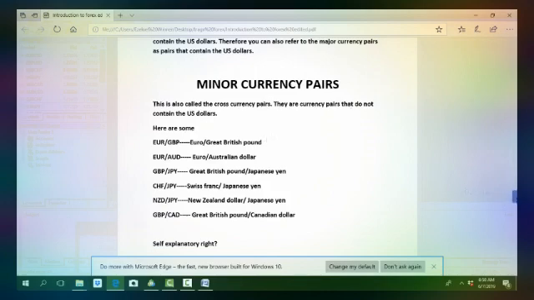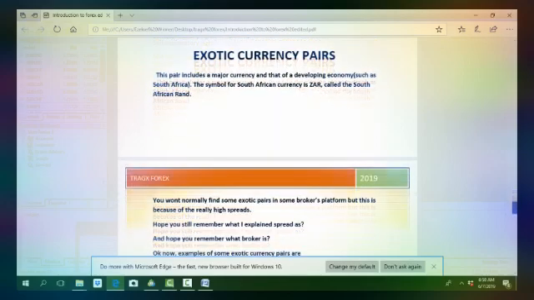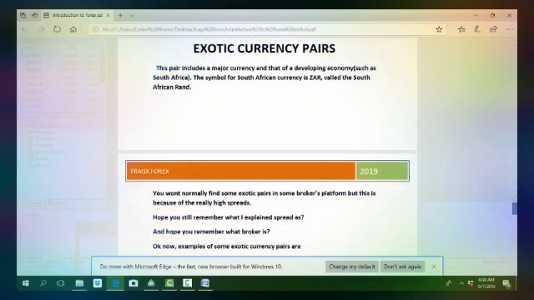Now let's scroll down to the next category, exotic currency pairs. This pair includes a major currency with that of a developing economy. Actually, South Africa is doing well, and the currency is growing so well. Same thing goes for Brazil, whose economy is going very well. Now you won't normally find some exotic pairs on some brokers' platforms. Some forex companies don't have exotic currencies on their platform, and even those that do only have a few of them.